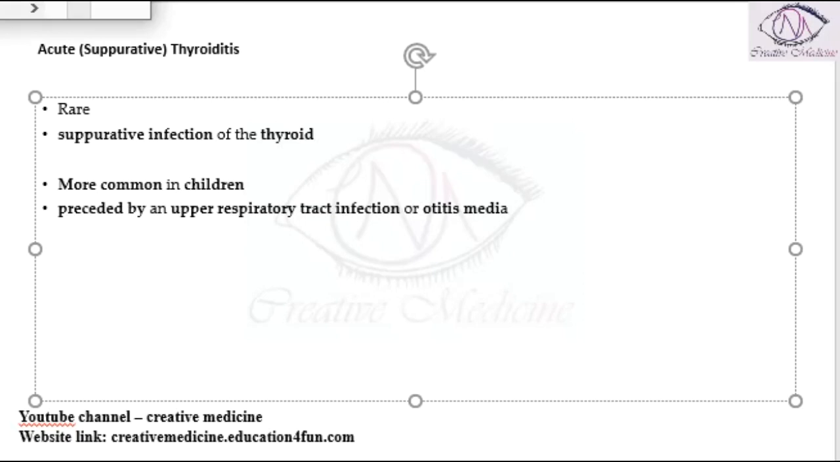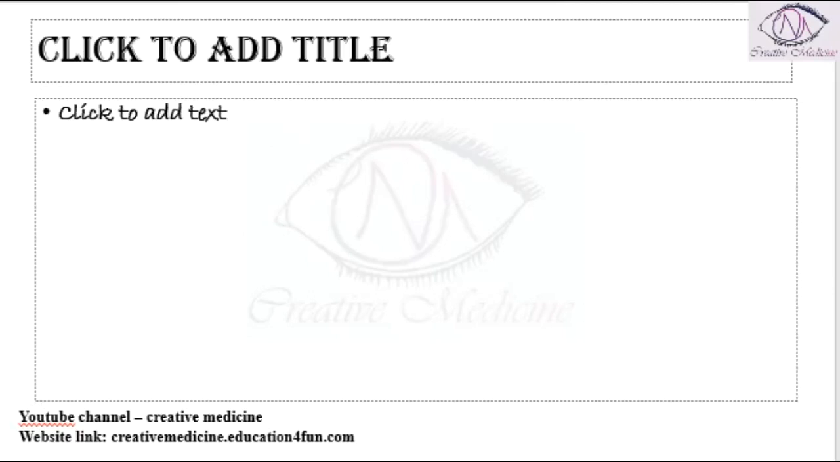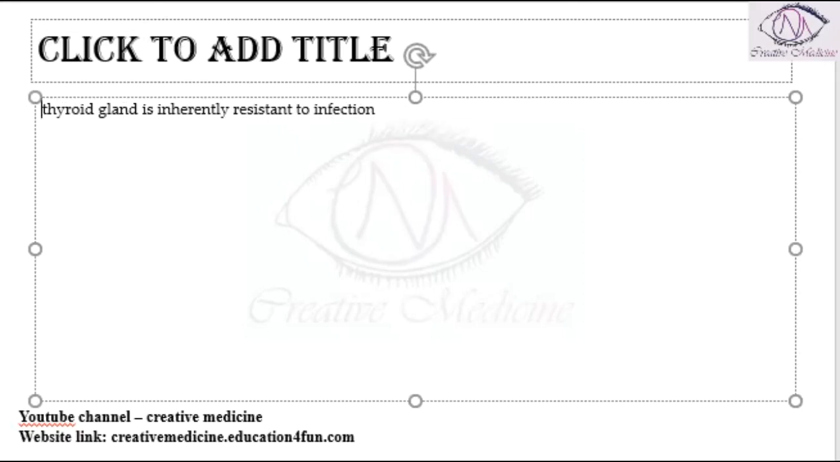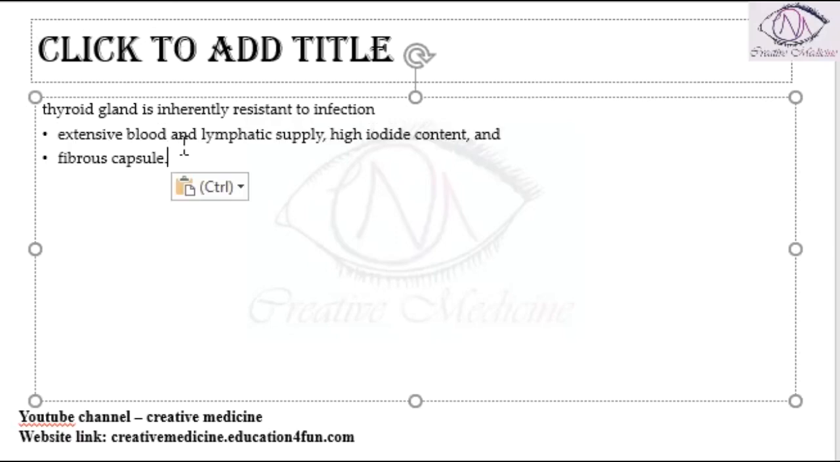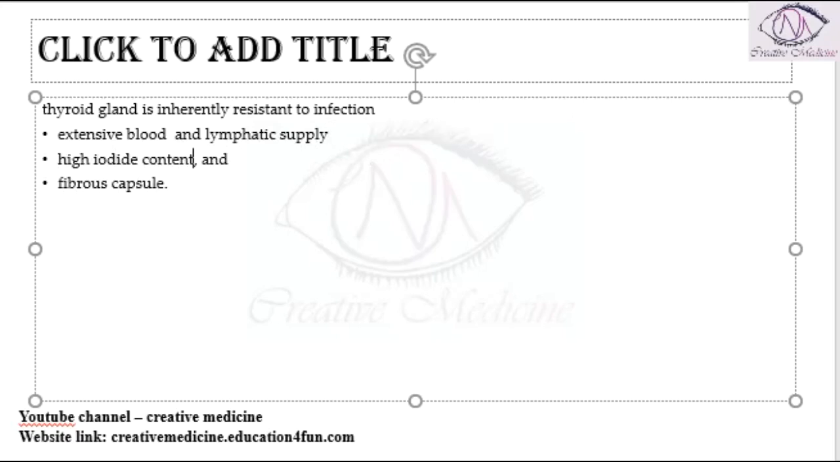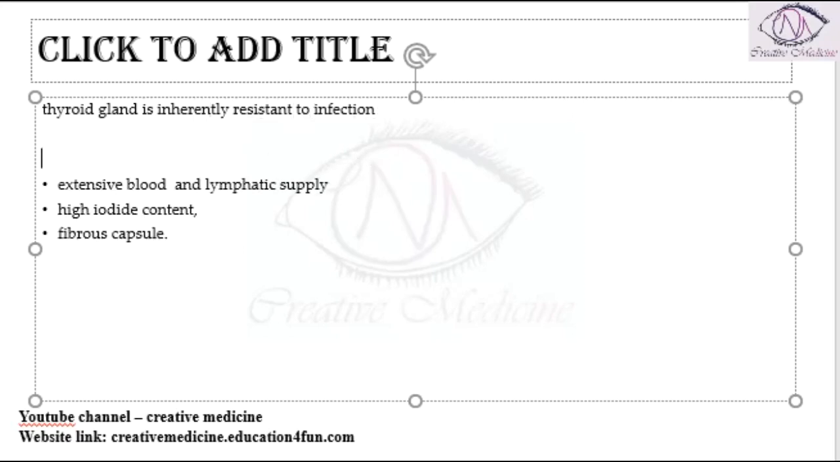media. Here, in acute suppurative thyroiditis, normally the thyroid gland itself is resistant to infection. Why is the thyroid gland resistant to infection? This is because the thyroid gland has extensive blood supply and lymphoid tissue, due to high iodine content and due to the fibrous capsule. Because of these conditions, the thyroid gland is inherently resistant to infection. Infection is not common in the thyroid gland.